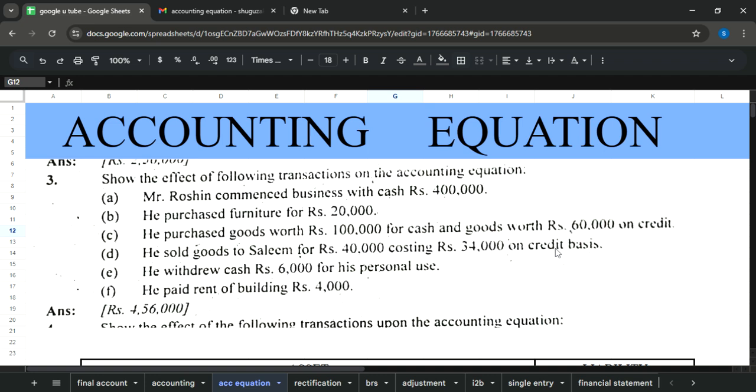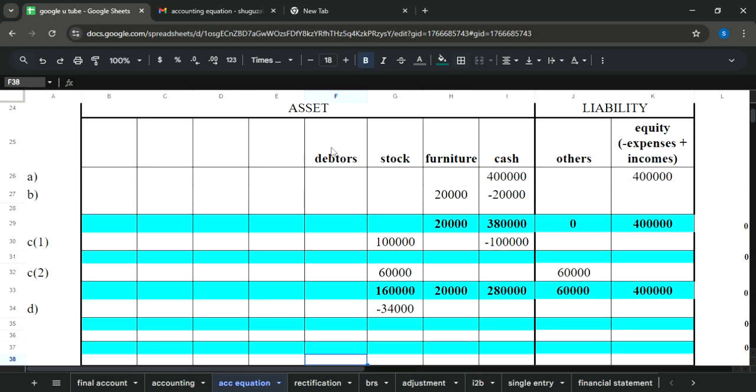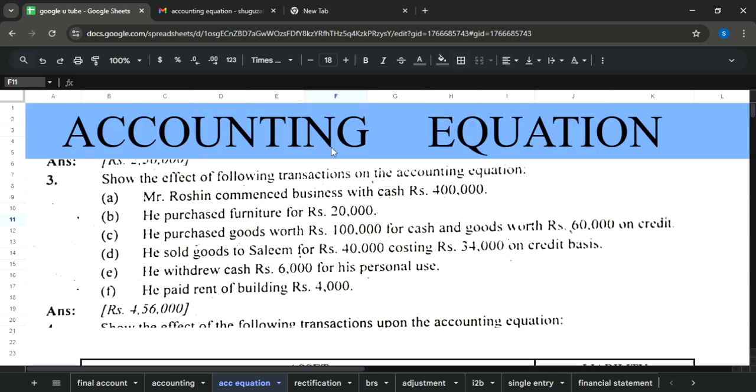Your attention is needed to whom you will sell these commodities. The person is called debtor. Debtor is a person from whom amount is receivable. So you will sell to debtor. Debtors are your asset. So another column you will increase for debtors. Over here, debtors are increasing, but look here, you have sold these goods to Salim for 40,000.